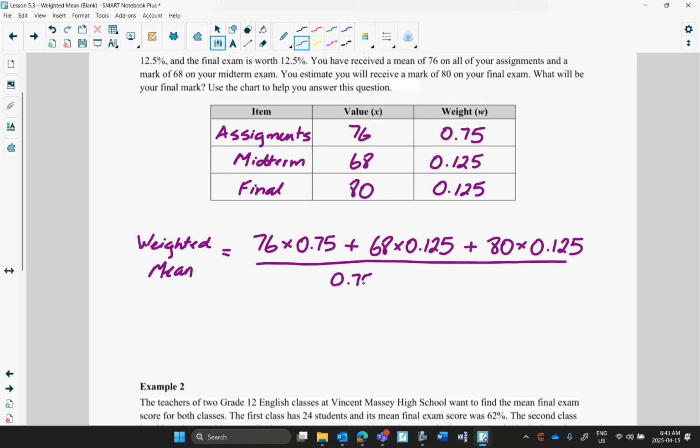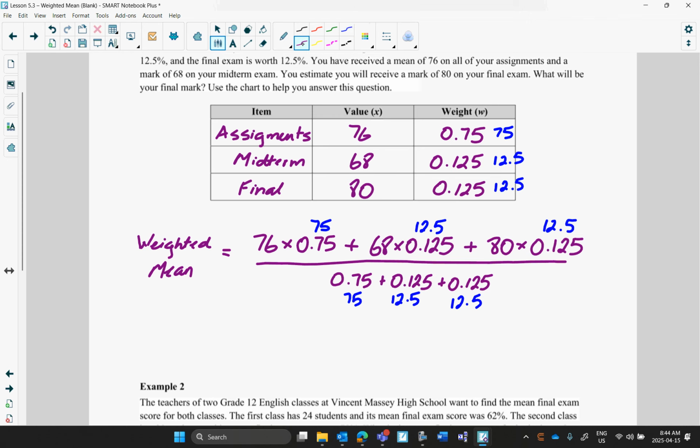0.75 plus 0.125 plus 0.125. Now, like I said, you could have kept them in percent form. Like you could have kept it as 75, 12.5, 12.5, but then you would have to remember to put those here. It'll still give you the same answer. So, like I said, you don't necessarily have to convert them to decimals.